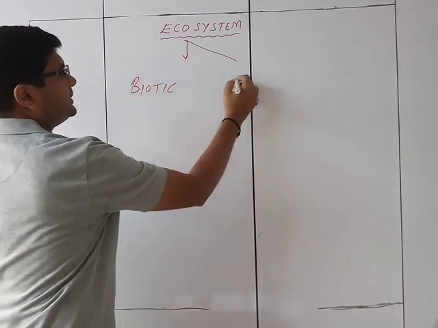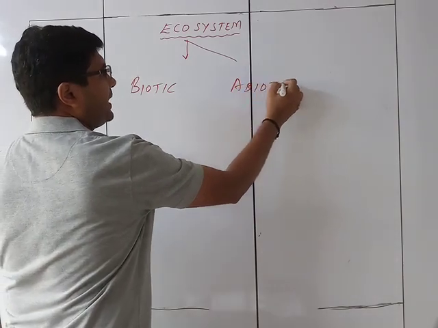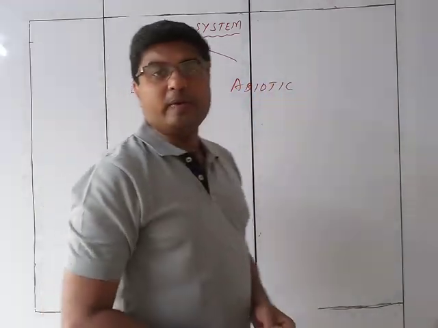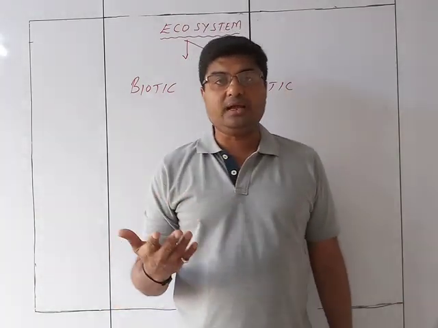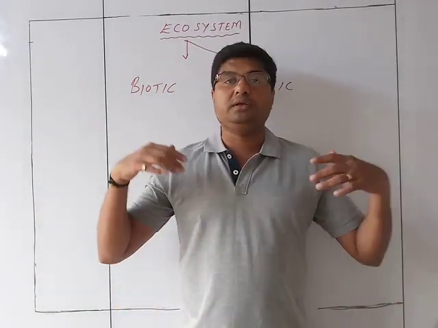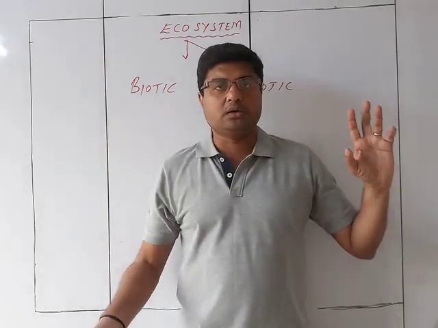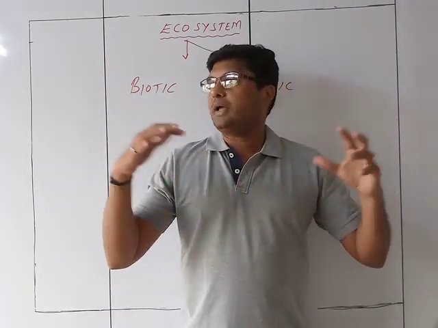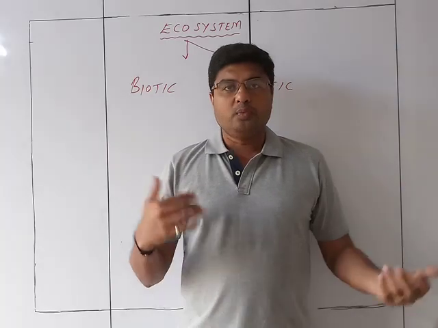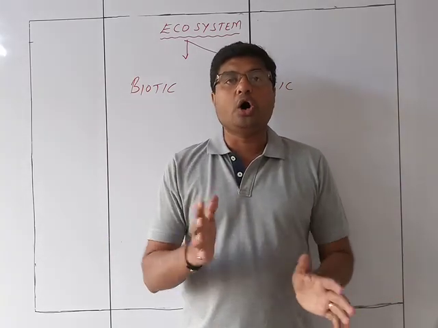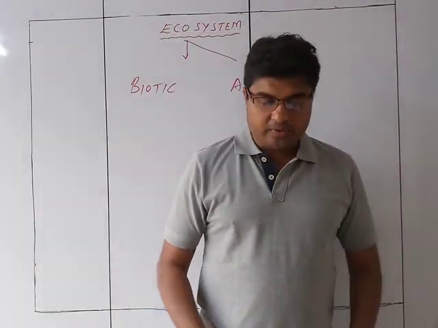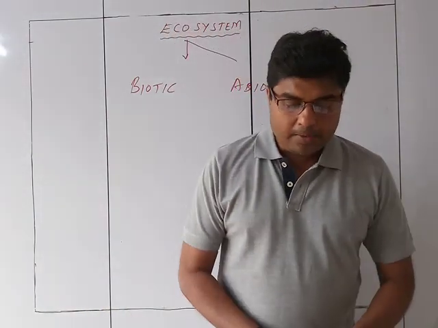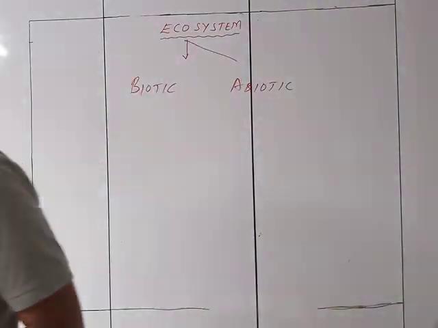and the other one is abiotic. So biotic and abiotic. So what will be the abiotic? All the non-living components like the soil, the sunlight, the water, the environmental conditions, weather conditions, the climatic conditions, all these come under the abiotic component. So that's why we see over here the first one as the biotic components.